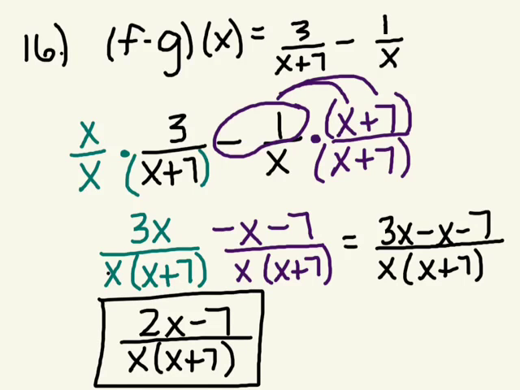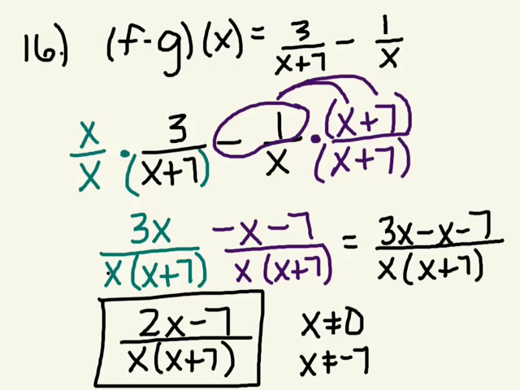If you're asked for domain on this, you just want to set your denominator equal to 0. For domain, you'd have x cannot equal 0, and you'd have x cannot equal -7, because that's what would make your denominator 0, and thus your function undefined.